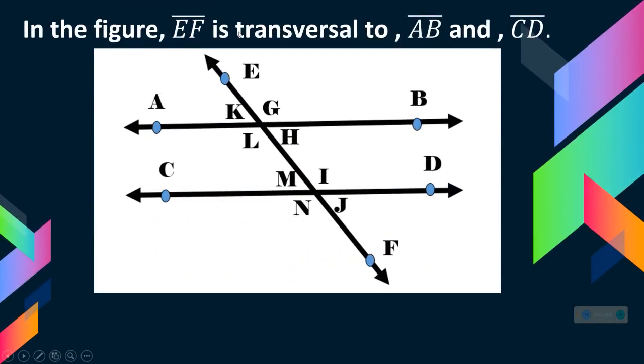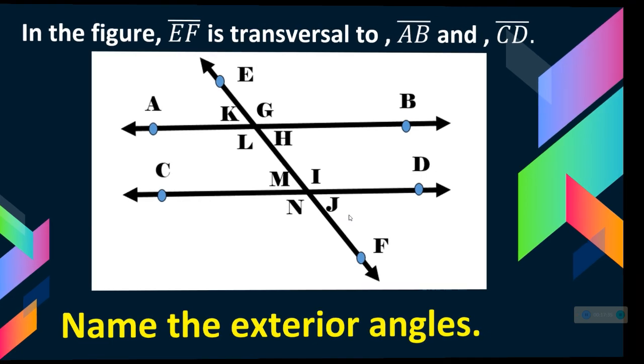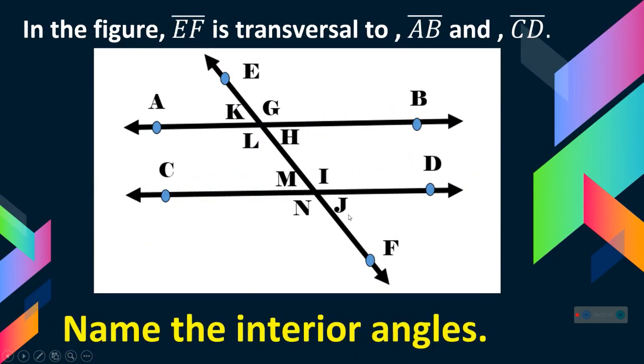In the figure, segment EF is transversal to line AB and line CD. We have here the two lines wherein we have the angles formed. We have here 8 angles. You are going to name the exterior angles here. Can you give those exterior angles? That's correct. We have angle K, angle G, angle N, and angle J. How about the interior angles? We have angle L, angle H, angle M, and angle I.